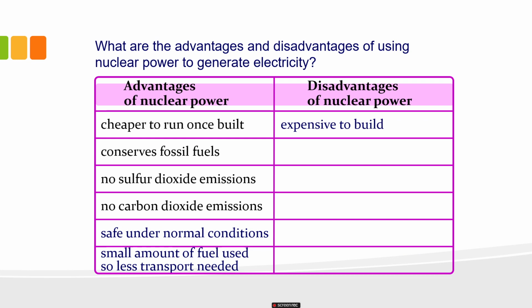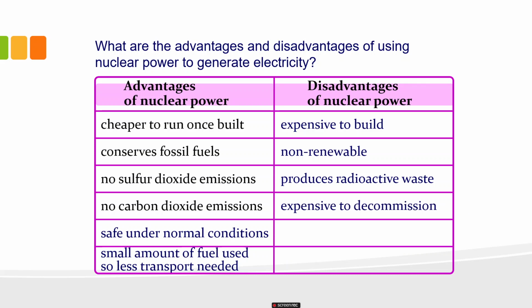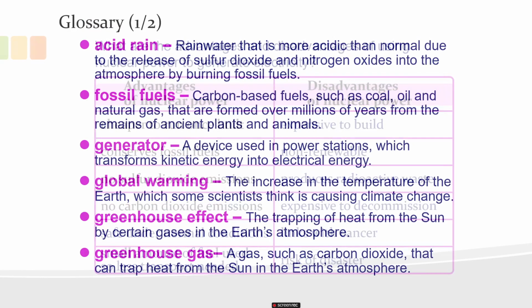The drawbacks of the nuclear power: it is expensive to build a nuclear power station, then it is a non-renewable energy source. And it produces radioactive waste. So it is very expensive to decommission the nuclear station. And it is linked with cancer. When you are exposed to the radioactive environment, you may be affected by cancer. So there is a risk of disaster in case of any earthquake or some other natural disasters. Natural calamities may lead to a disaster.